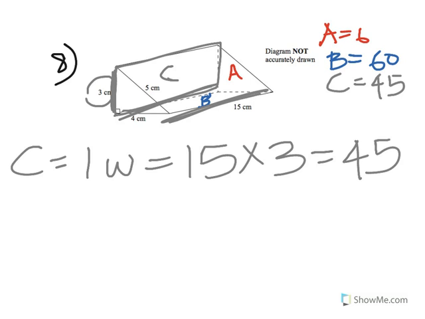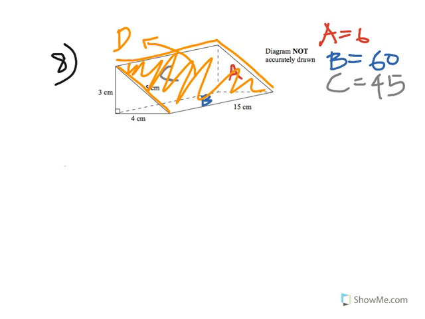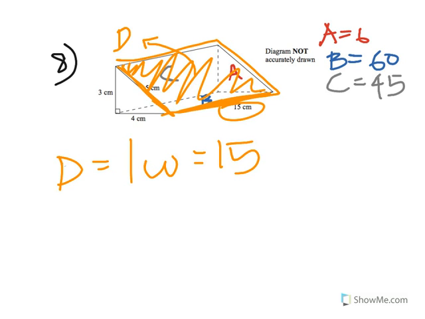And now we're going to find the area of this slant over here. We'll call it D. It's also a rectangle if you look closely at it. Again, the area of a rectangle is length times width. In this case the length is again 15, and the width is this slant height, which is 5. So 15 times 5 is 75.